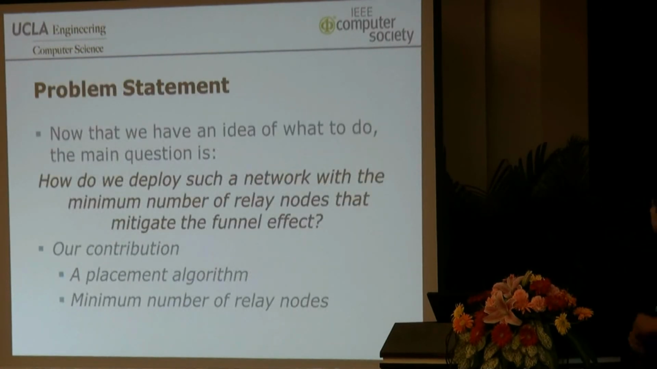So our problem statement is how to deploy this network, where to put the relay nodes, and how many. Our contribution on this is a placement algorithm, where this is where we put the relay nodes. And we try to approach the minimum number of relay nodes. I didn't do a rigorous proof on this, but I believe I'm getting close to that. And also, well, I'll just explain about the experience.